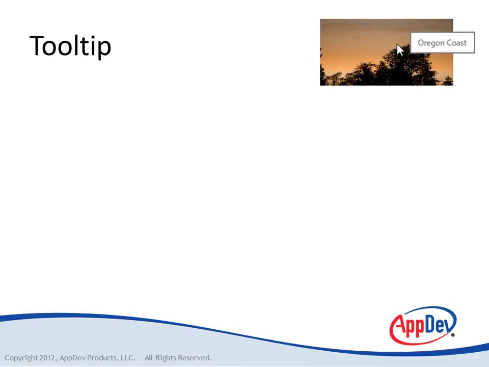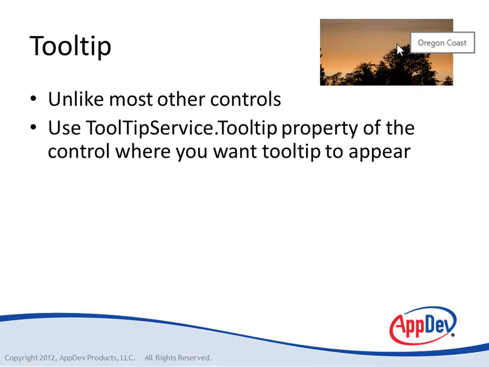There's the tooltip control, which displays a tooltip as you right-click or hover your mouse over any other control. And it's unlike most other controls in that you use the tooltip service.tooltip property of the control where you want the tooltip to appear, and you set it to the desired text. So this becomes a property in this image you see of the image control itself. It's not a separate control you add. This is a service that you can attach to any control that supports tooltips.